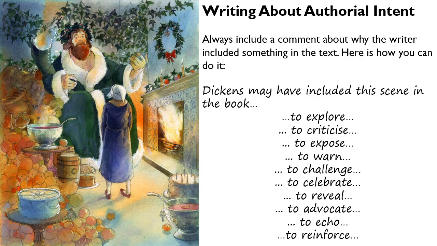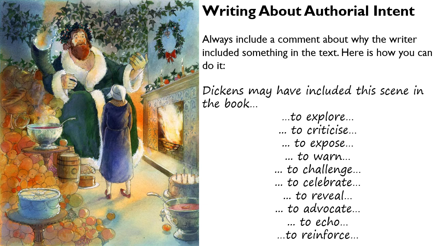The last part of analysing the quote there was about the writer's intent, the authorial intent of the writer. There are some phrases here you could use to write about it. You should try and include a comment like this in every paragraph. Why is the writer writing about this book? Why have they included this scene or this character? So we could write this like this: Dickens may have included this scene in the book to explore, to criticise, to warn, to reveal, to celebrate.